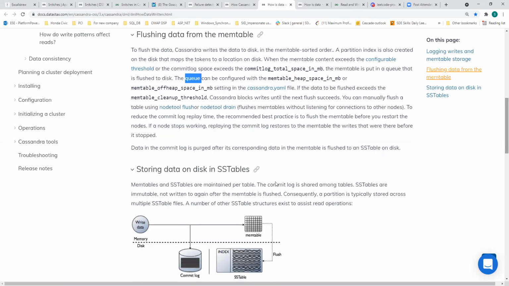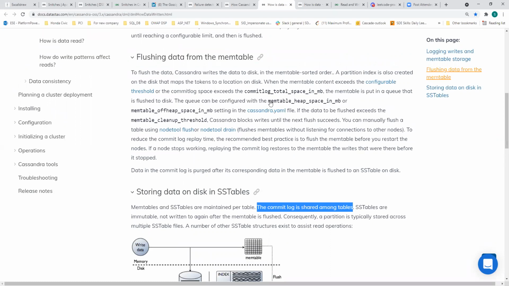They have also said here that the mem tables and SS tables are maintained per table, and the commit log is shared among all the tables. So the commit log will be the same for all tables, but for mem tables and SS tables, each table has a different mem table and different SS tables. So you will have as many queues as you have tables for flushing mem tables to the SS tables.